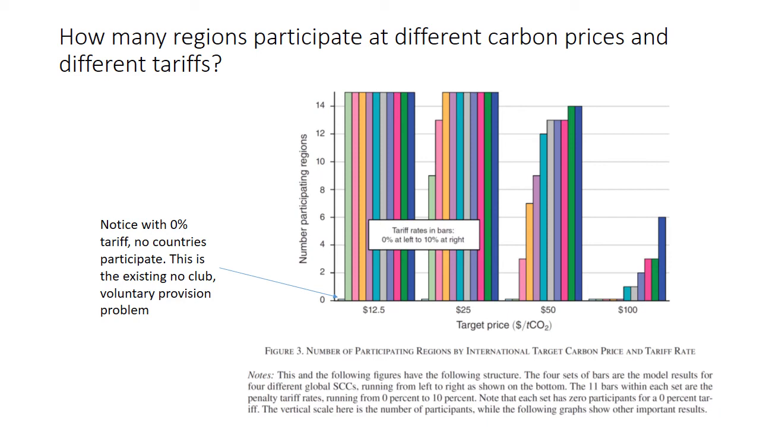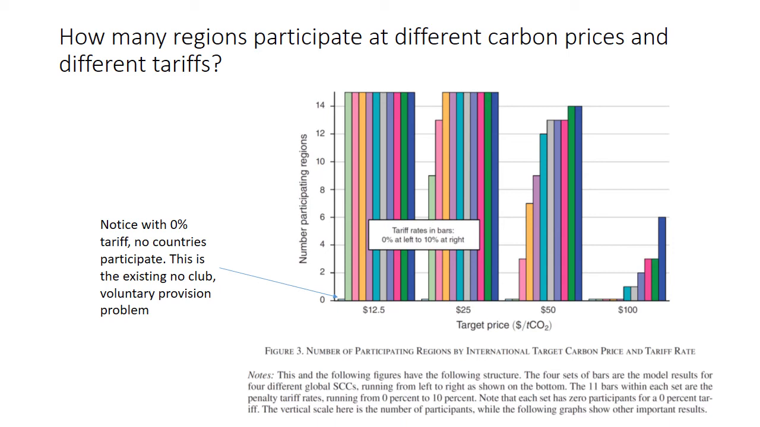But with a $12.50 tax, all we need is a 1% tariff, and his model suggests that we get all regions participating and implementing the tax. And so at 1%, 2%, 3%, all the way up to 10% tariffs, we get all countries participating with a $12.50 tax. Now let's go to $25. Again, with a 0% tariff, that's the little non-existent bar at the very left of the $25 target price. We have 0 regions participating. But as soon as we implement a 1% tariff, we get up to 9 regions participating. That's pretty good. A 2% tariff gets us up to 13 regions participating, and then a 3% tariff gets us all the way up to all regions participating.